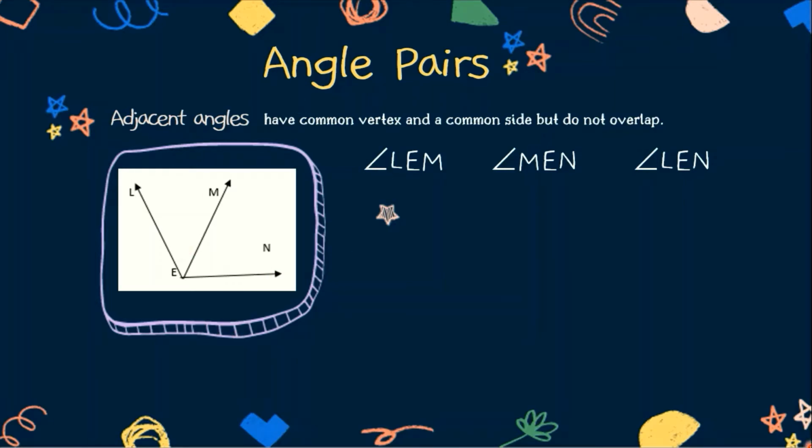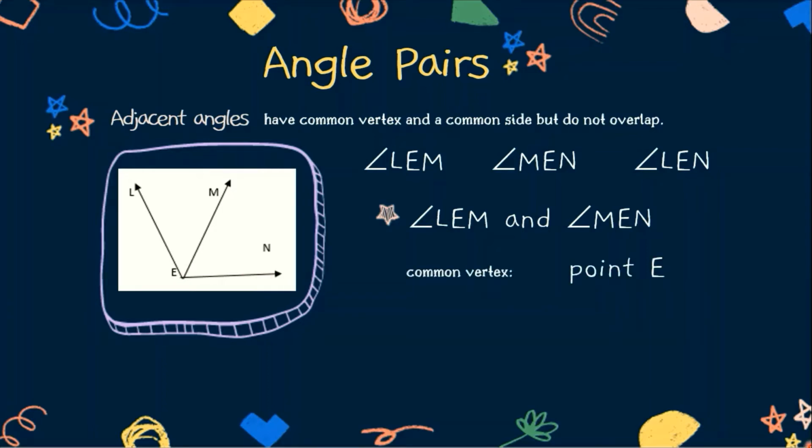In this illustration, we're able to form 3 angles. 2 of them are adjacent to each other. They are an angle pair which are adjacent angles. And these 2 angles are angle LEM and angle MEN. Ito yung angle LEM at ito naman yung angle MEN. Adjacent angles sila. They have their common vertex, point E.